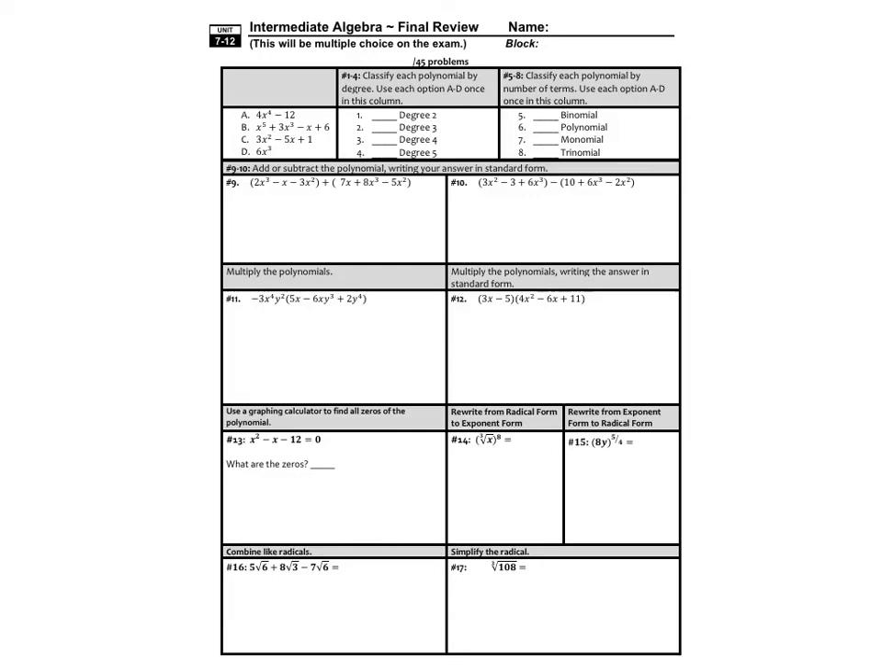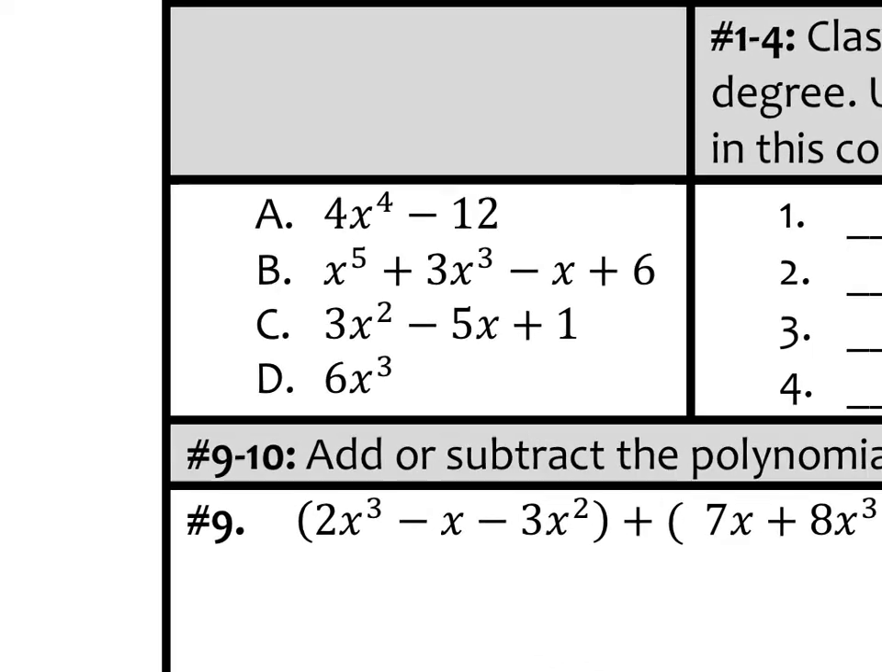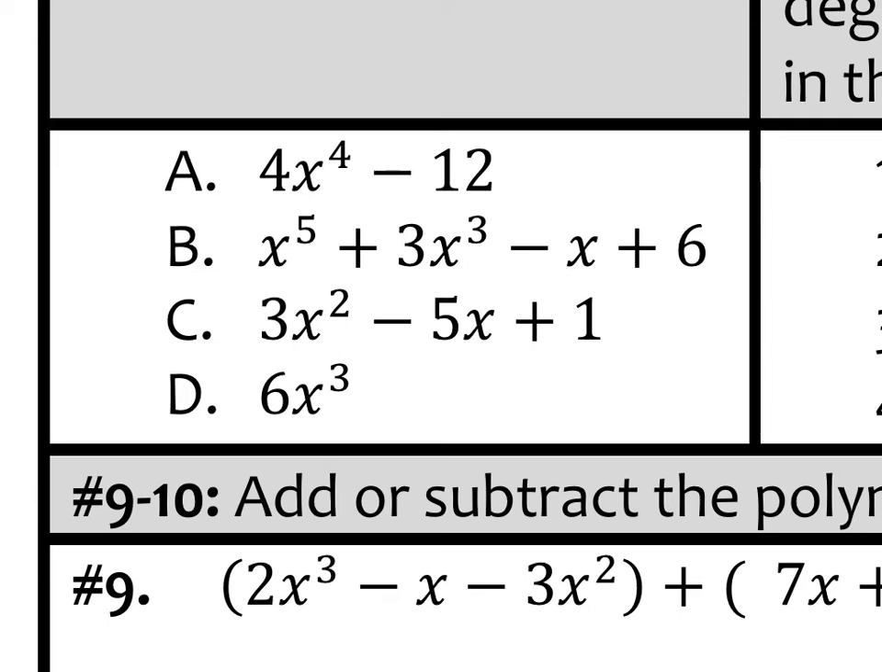All right, here we are on video number 3. We are going to start by classifying polynomials by degree and by number of terms. I'm going to zoom in just on the A, B, C, and D, and we're going to figure out for numbers 1 through 4 whether each polynomial is degree 2, 3, 4, or 5, and then for numbers 5 through 8 whether we have a binomial, polynomial, monomial, or trinomial.